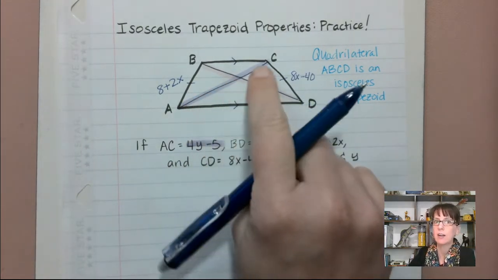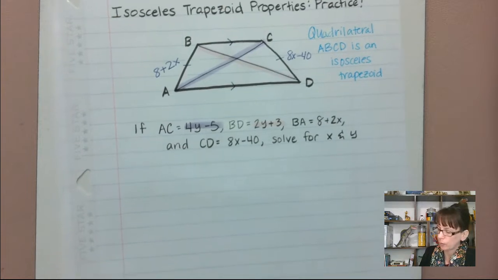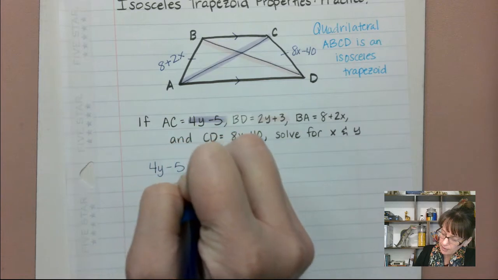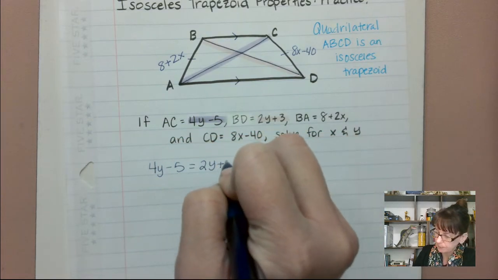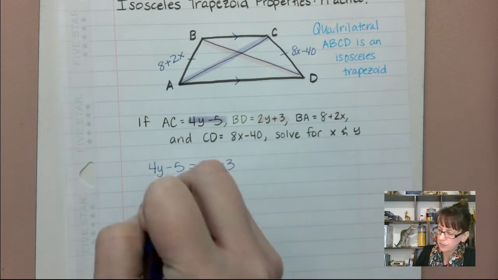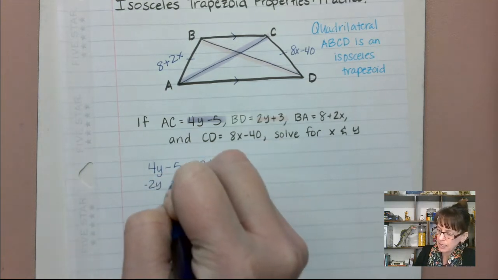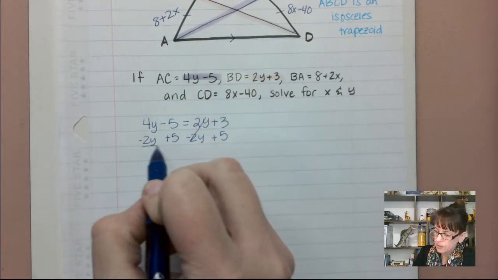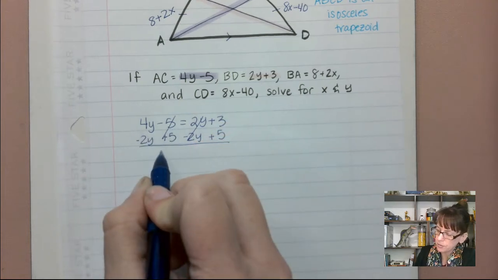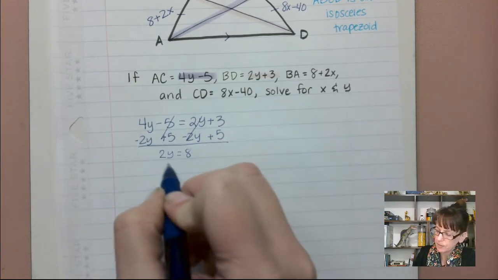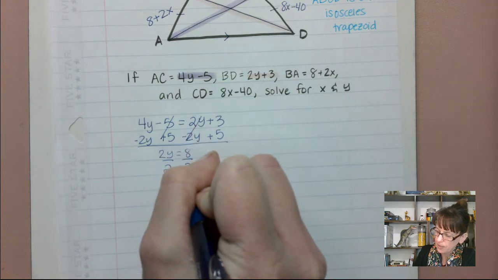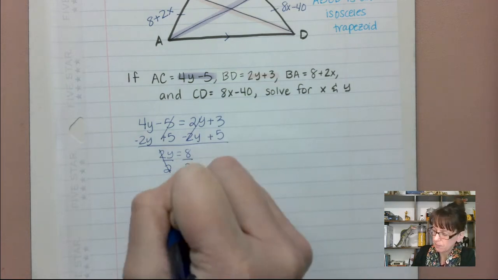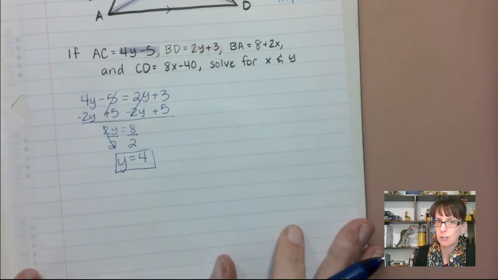AC and BD, like I said, are the diagonals, and those diagonals are congruent. So we can say 4y minus 5 equals 2y plus 3. Let's go ahead and subtract 2y from both sides. At the same time, to save a little time, we can add 5 to both sides as well. If we do that, 4y minus 2y gives us 2y equals 8. Divide both sides by 2, and we wind up with y equals 4. Excellent. Let's go ahead and box our answer because that's a good idea when you're working on homework on paper.